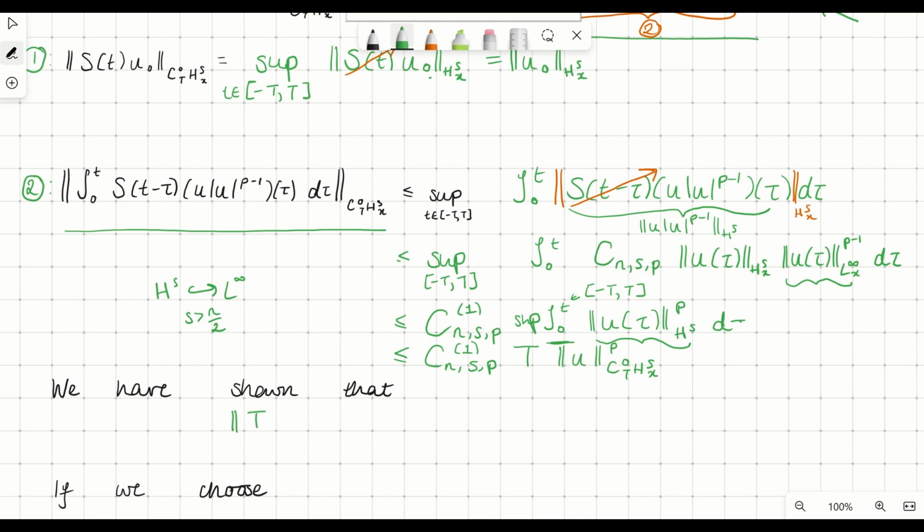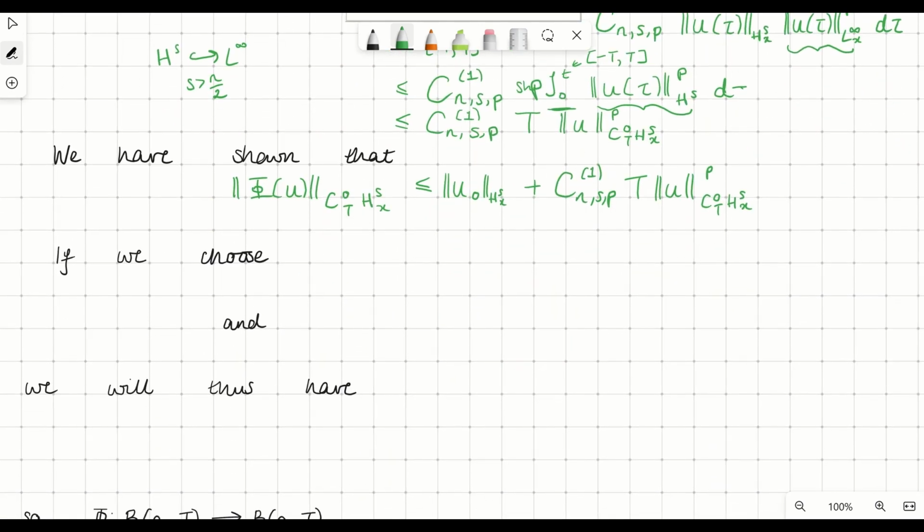So what have we shown here? We've shown that the norm of Φ(u) in C^0_T H^s_x is less than or equal to the norm of u_0 plus this constant times T times the norm of u to the power of p. So this is now enough to show that Φ is a contraction map when we choose a and T well.